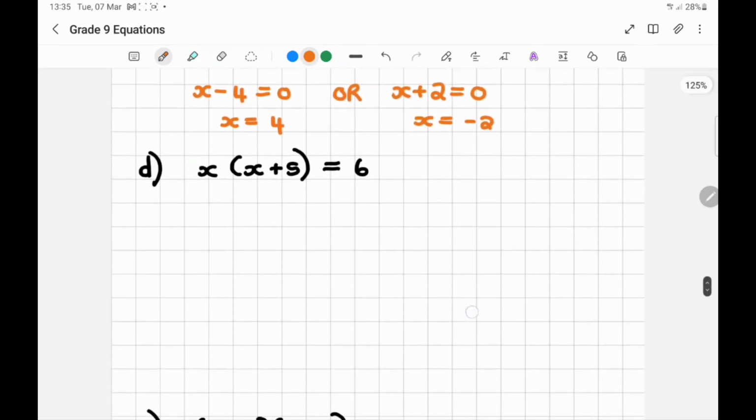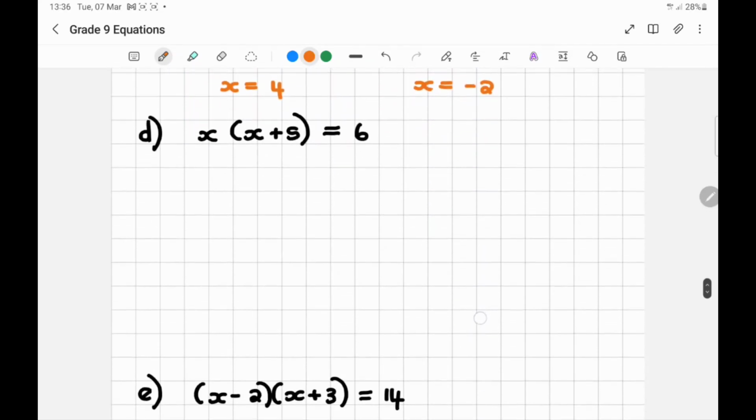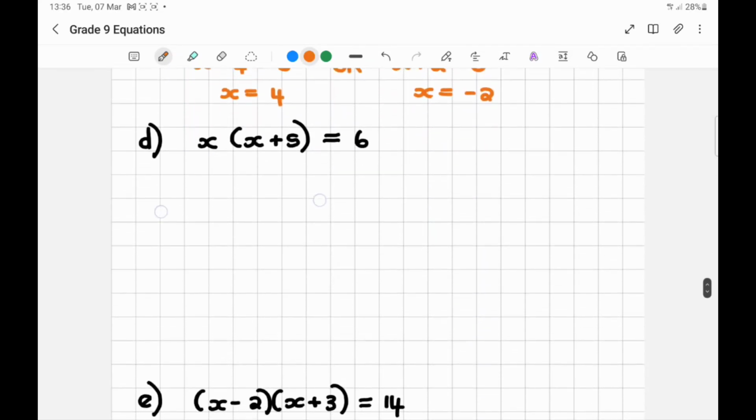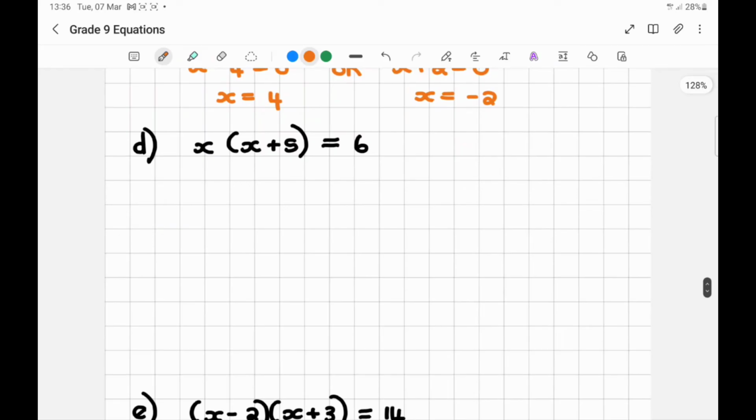All right. So over here, you would like to say, okay, but x is 6 and x plus 5 is 6. You cannot do that. Step 1 is equal everything to 0.